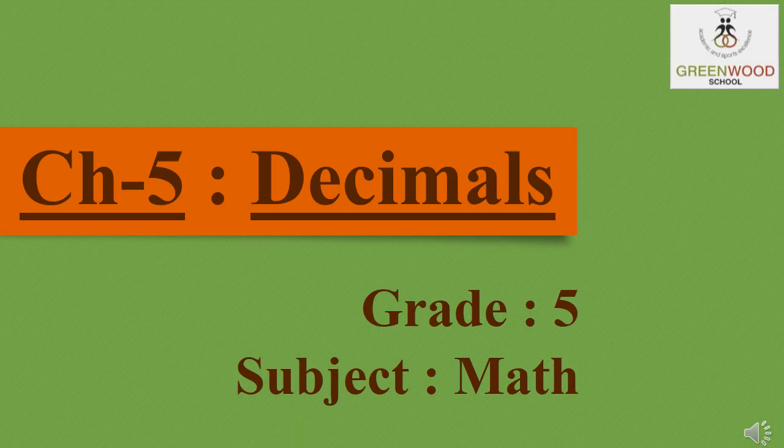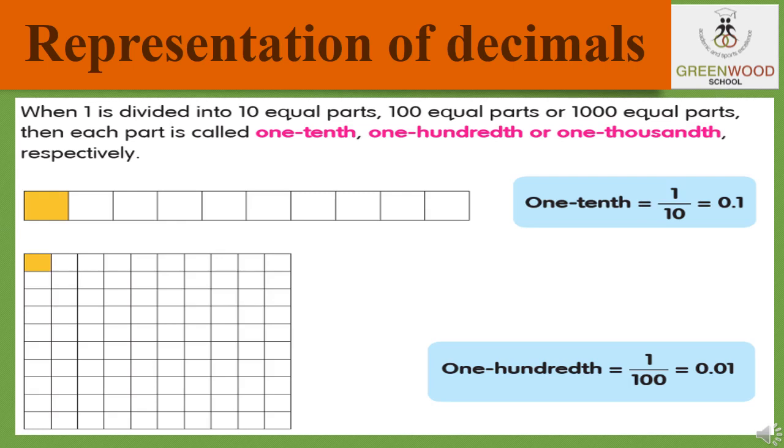Today we will learn Chapter 5 Decimals, a topic of Grade 5 Math. The first topic is representation of decimals. First, look at the blocks. Count how many blocks can you see? 1, 2, 3, 4, 5, 6, 7, 8, 9 and 10.